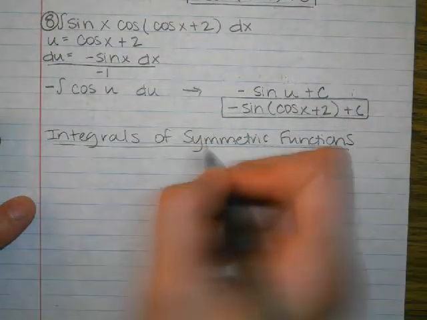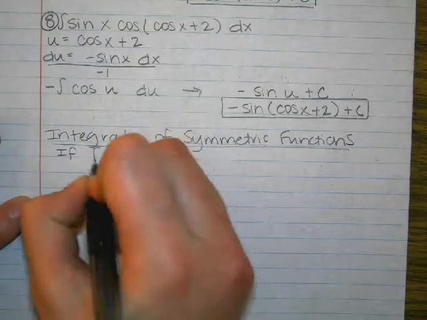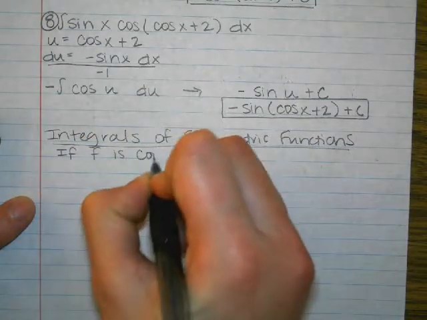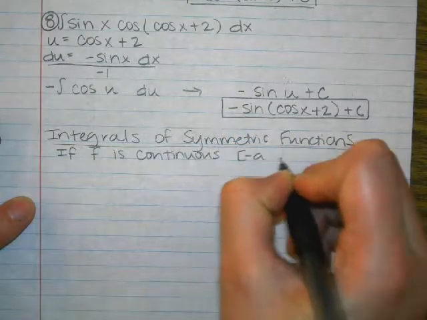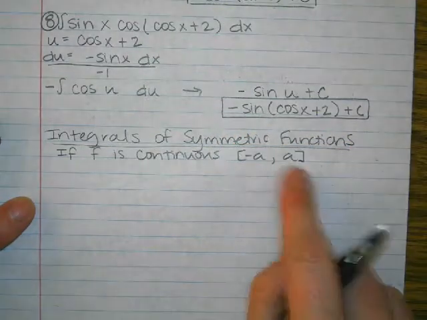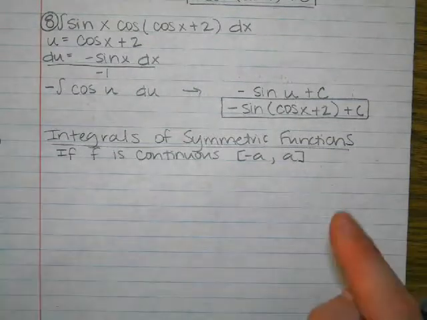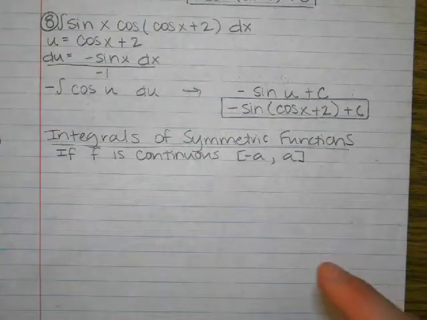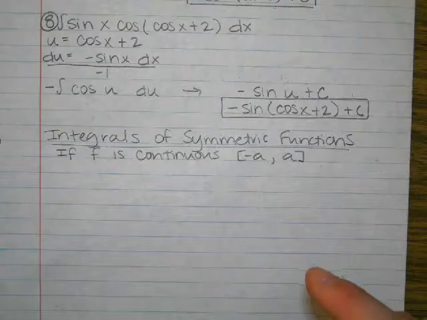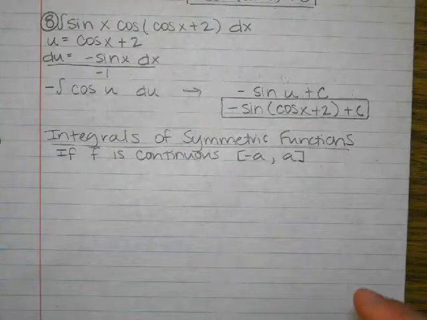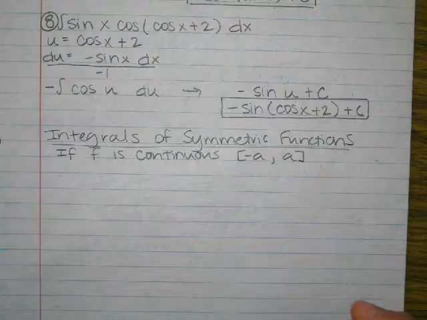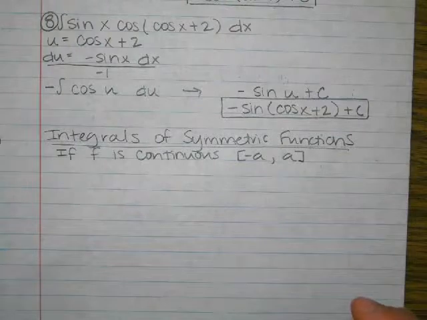This works if f is continuous from negative a to a. So we're saying that when we're finding the area underneath the curve, we're doing the same amount to the left of the y-axis as we are to the right of the y-axis. So it might be like find the area underneath the parabola y equals x squared from negative 5 to 5 or something.